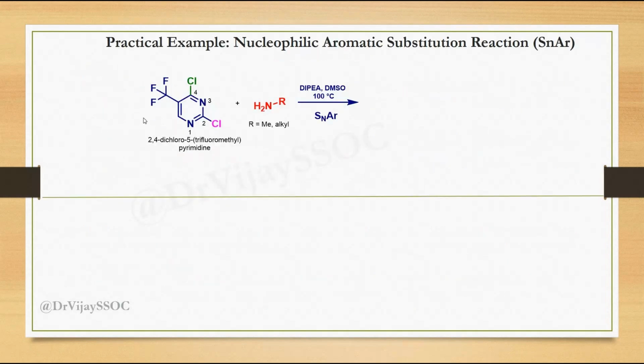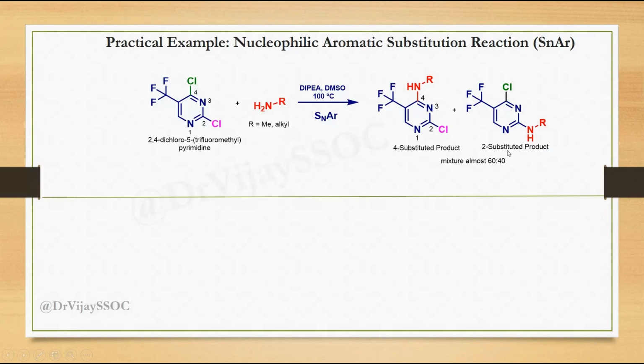So let's take the practical example of nucleophilic aromatic substitution reaction, which is called SNAr for short. This compound, 2,4-dichloro-5-trifluoromethylpyrimidine, is reacted with an amine, where R could be methyl or any other alkyl having other hydrogens. When reacted with DIPEA in DMSO at 100 degrees Celsius, you get a mixture of products. One is the 4-substituted product and another is the 2-substituted product. The 4-substituted product is slightly major in amount compared to the 2-substituted product. The 2-chloro and 4-chloro have comparable reactivity. We will understand very soon why it is so.